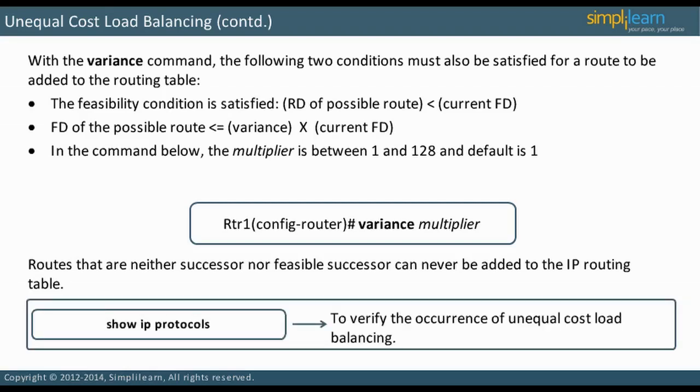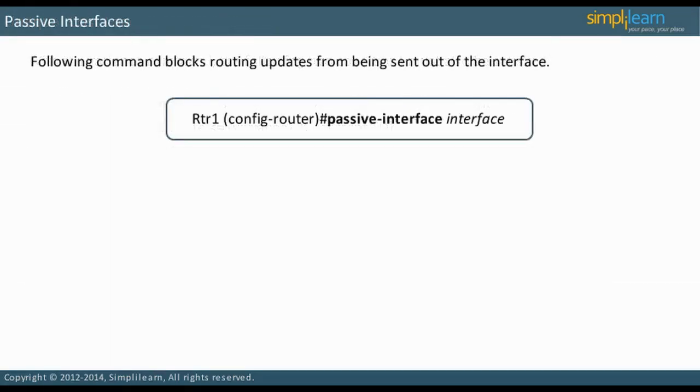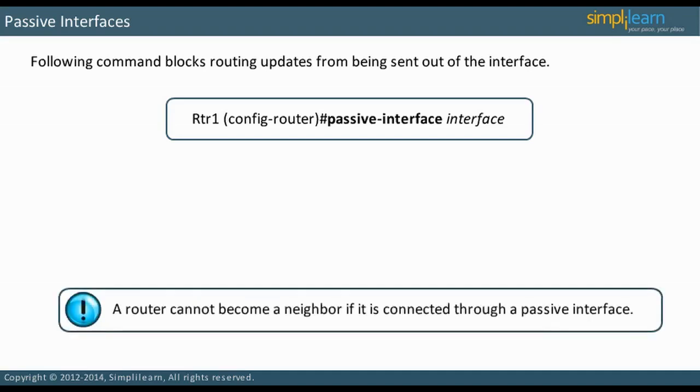Use the show ip protocols command to verify the occurrence of unequal cost load balancing. We will now discuss passive interfaces in the next slide. The command on the slide blocks routing updates from being sent out of the interface. If routing updates are not needed, perhaps because static routes are used, then using the passive interface command can save routing protocol processing overhead on the router. Note, a router cannot become a neighbor if it is connected through a passive interface.